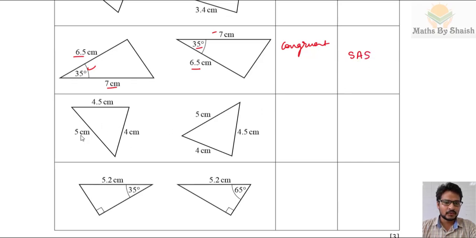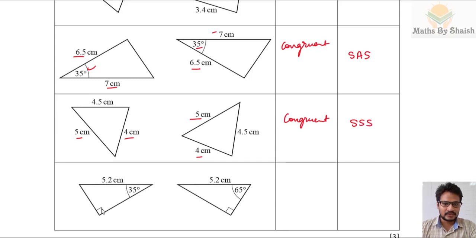And now here we have 5. It should be in the same order. So 5 centimeters, 4 centimeters, and then 4.5 centimeters. So it is also congruent by SSS.